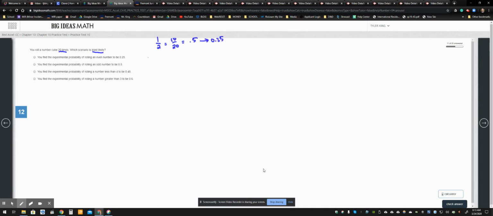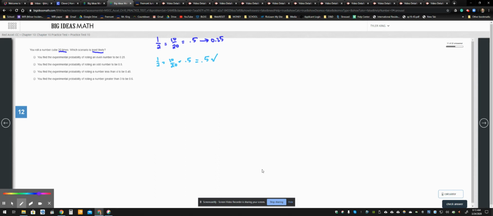Okay, now let's check the other ones just to see whether or not we have anything that's even less likely to occur. You find the experimental probability of rolling an odd number to be 0.5. Well, again, rolling an odd number we'd expect to be 1/2, which would be 10 out of 20 times, which would be equal to 0.5. So because it is equal to 0.5, okay, this is probably very likely.